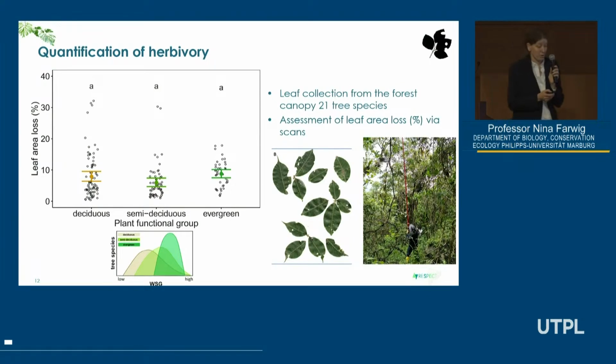Then we quantified the herbivory of all the leaves that were collected last year in the joint field campaign by Project B1. It was a total of 21 tree species here, and we assessed the leaf area loss via scans. What you can see here is the leaf area loss in situ, in the tree crowns where we collected the leaves. There we did not find a difference in the leaf area loss across the three different plant functional types, and the leaf area loss was less than around 7 to 8 percent.